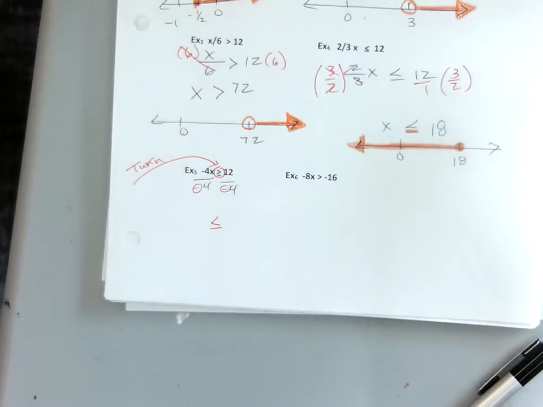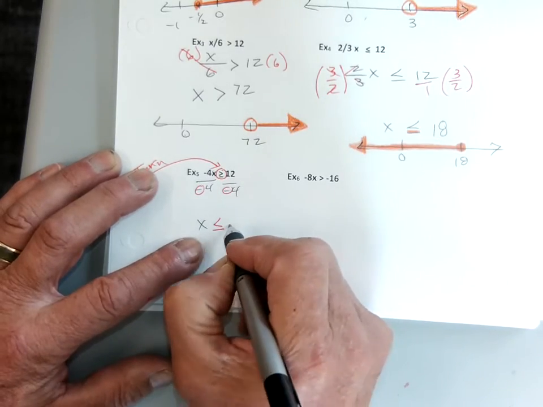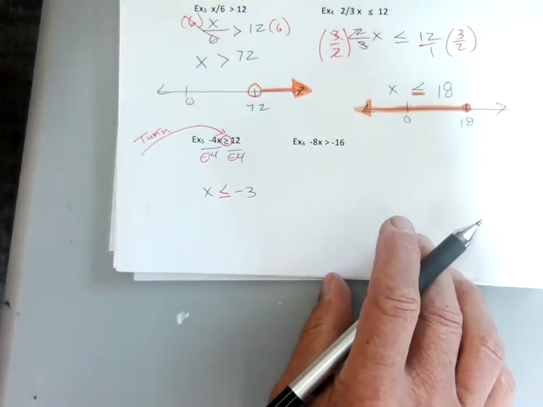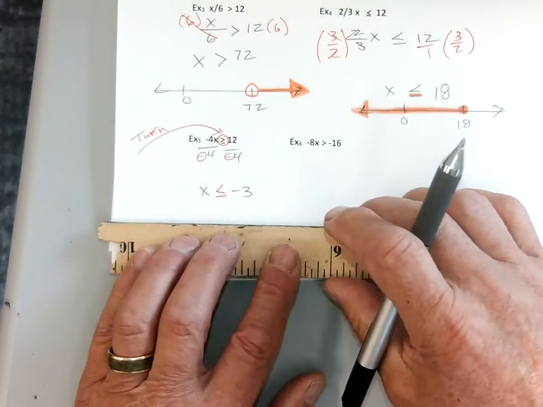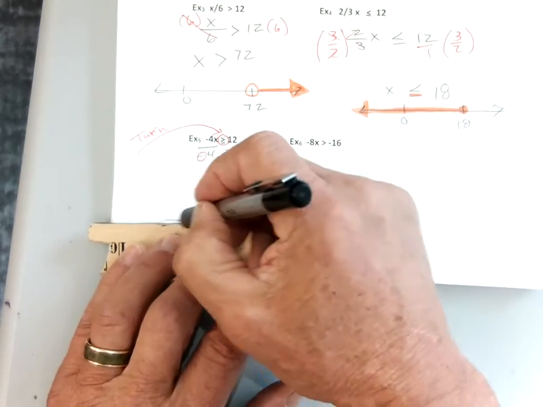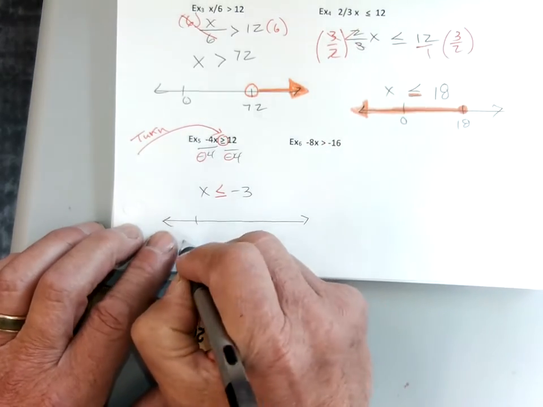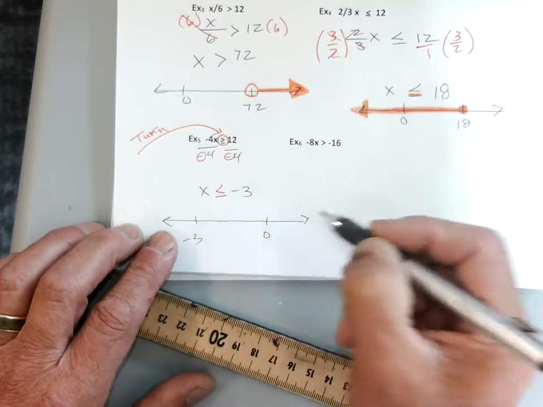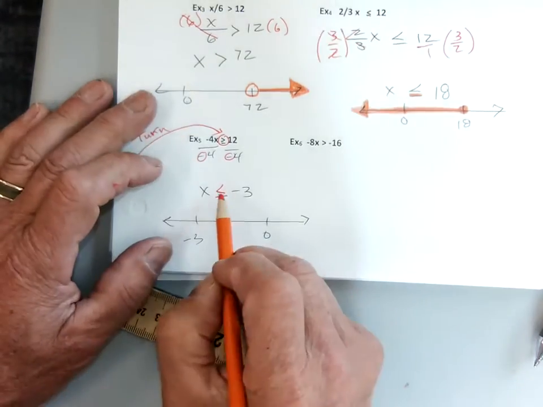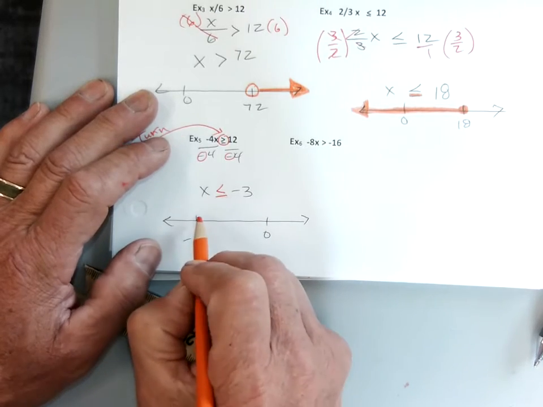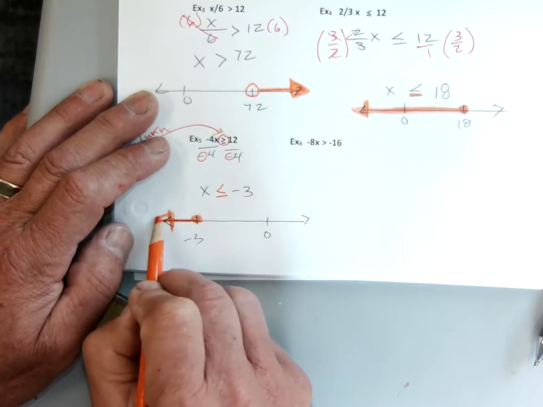Okay, so if we divide by a negative, we turn the sign. We have x is less than or equal to negative 3. It changes the problem completely. It gives me a completely different answer. But I divided by a negative, so I turn the inequality sign. So I'm going to go negative 3, 0, and I'm going to use a solid dot because it equals negative 3. Less than negative 3 shades that way, okay?